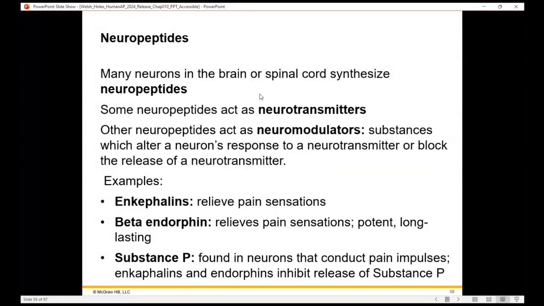Neuropeptides. Many neurons in the brain or spinal cord synthesize neuropeptides. Some neuropeptides act like neurotransmitters. Others act like neuromodulators. Neuromodulators are substances which alter a neuron's response to a neurotransmitter or block the release of a neurotransmitter. Examples: the enkephalins relieve pain sensations. The beta endorphins also relieve pain sensations. They're potent and long-lasting. Substance P is found in neurons that conduct pain impulses. Enkephalins and endorphins inhibit the release of substance P.